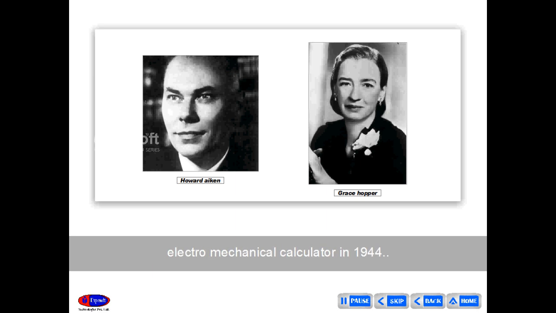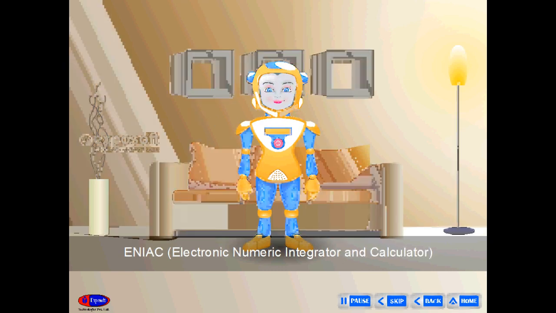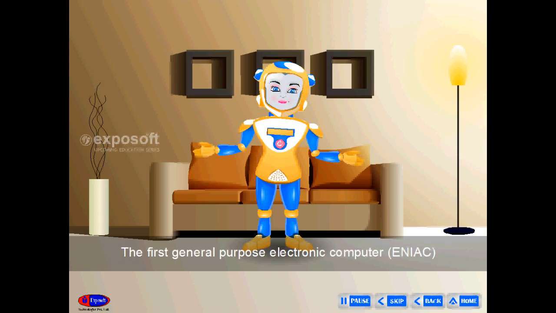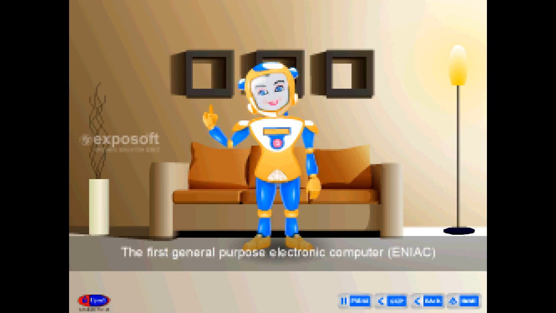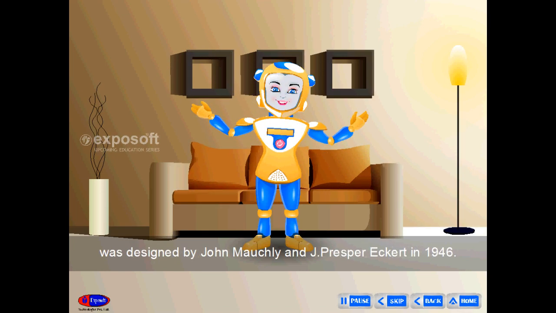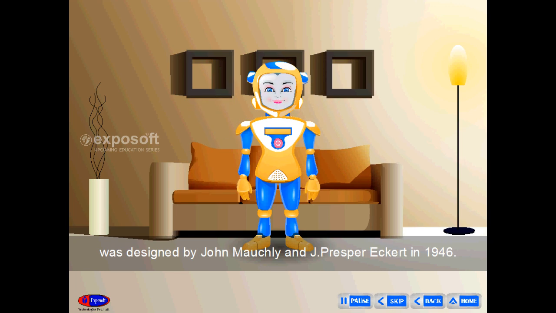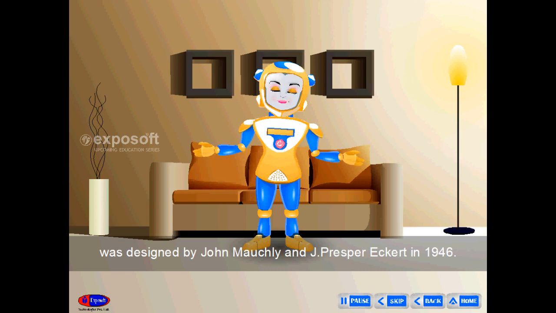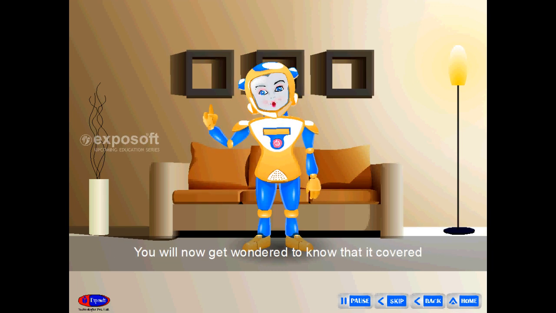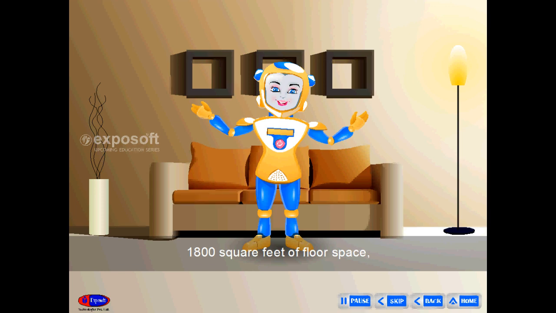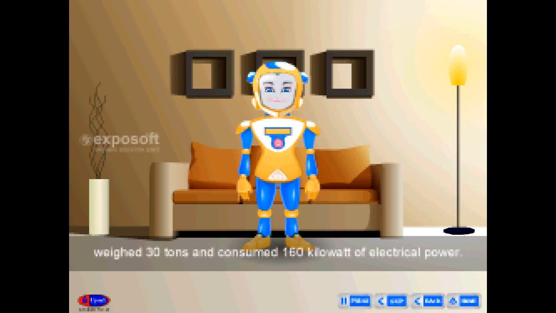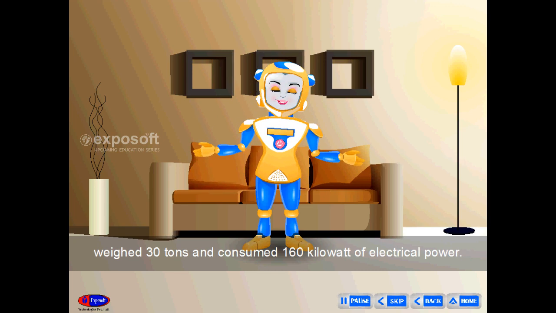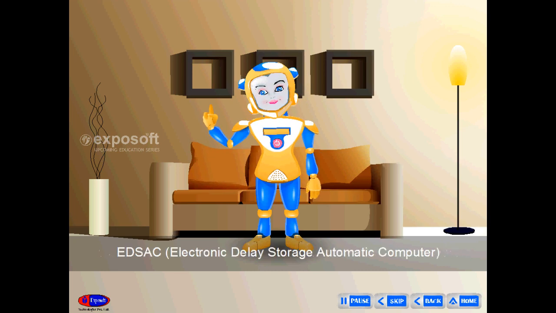calculator, in 1944. ENIAC. Electronic Numeric Integrator and Calculator. The first general-purpose electronic computer was designed by John Mauchly and J. Presper Eckert in 1946. You will be amazed to know that it covered 1,800 square feet of floor space, weighed 30 tons, and consumed 160 kilowatts of electrical power.